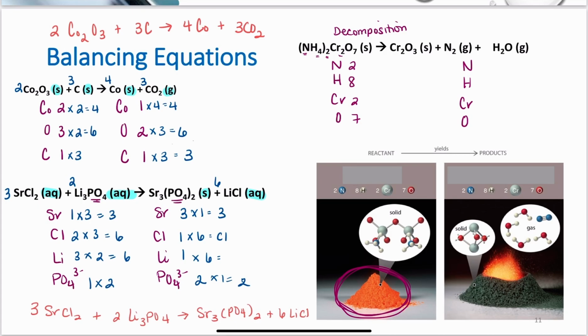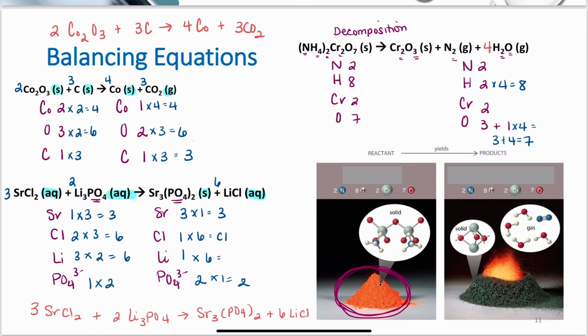On the product side, 2 chromium. Here I have 3 oxygen, 2 nitrogen, 2 hydrogen, plus 1 oxygen. My nitrogens match, my chromiums match. My hydrogen does not match. So I'm going to go ahead and say, okay, multiply this by 4, giving me 8 hydrogen. When I did that, that multiplied the specific oxygen here by 4, giving me 3 plus 4, overall 7, and now my oxygen matches as well. So to balance this equation, I only needed to put a 4 in front of that H2O.